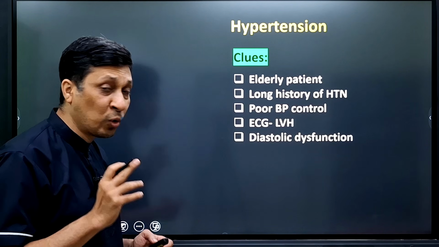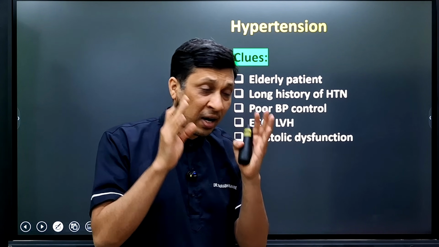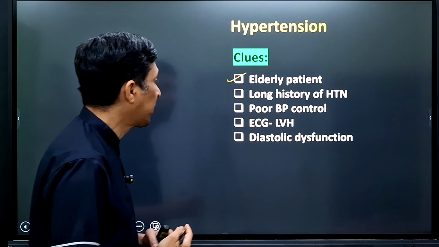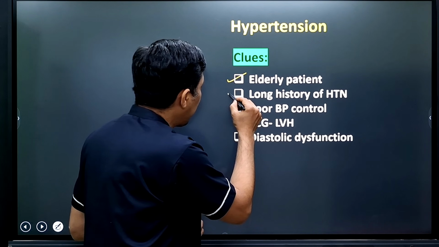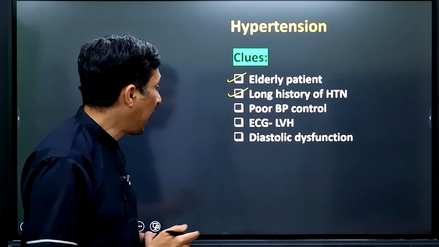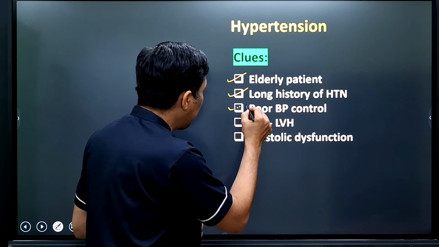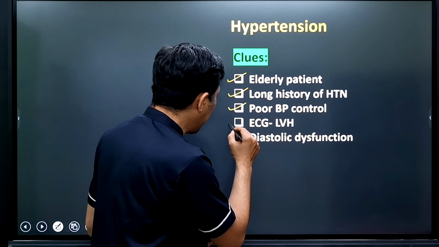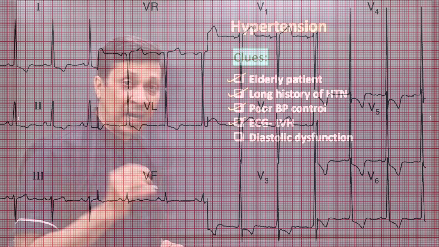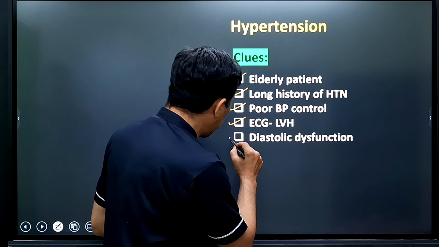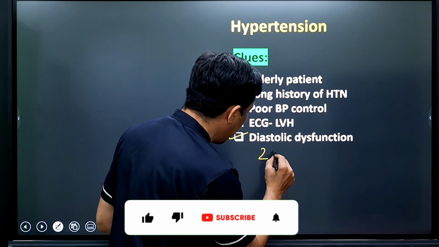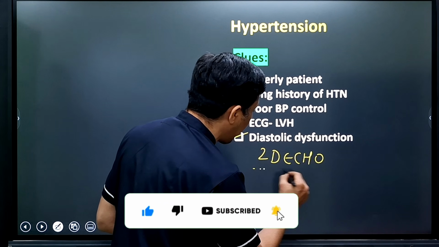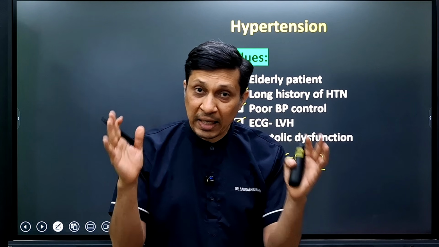Now, what are the clues for knowing if hypertension is the cause? Here also the patient will be elderly. Here there will be a long history of hypertension, and there will be a history of poor BP control. And in ECG, you will get the signs of left ventricular hypertrophy, and you will get diastolic dysfunction. You can detect it in 2D echo. So in this way, this is the second important cause of heart failure, that is hypertension.